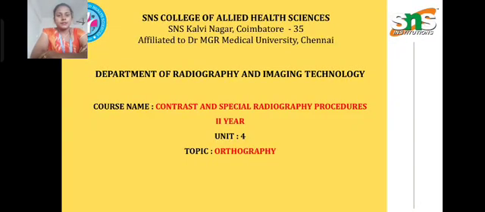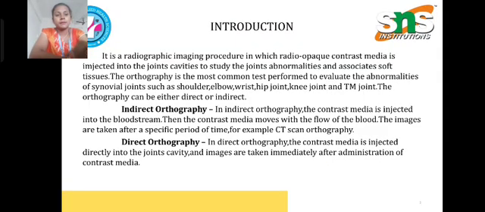Hello all. Today in this topic we are going to discuss arthrography. Arthrography is a radiographic imaging procedure in which a radio-opaque contrast media is injected into the joint cavities to study the joint abnormalities.